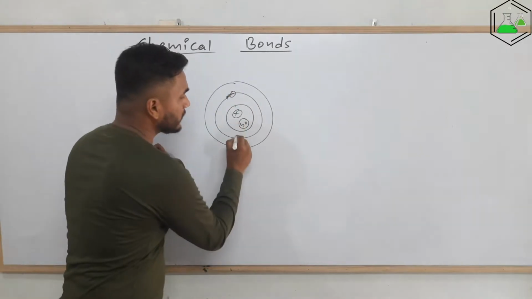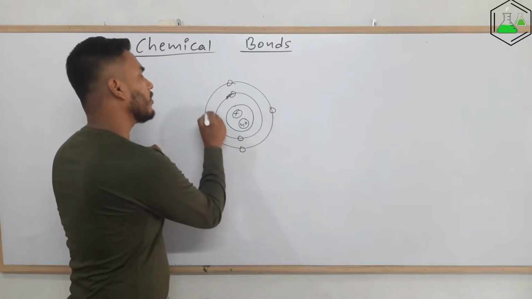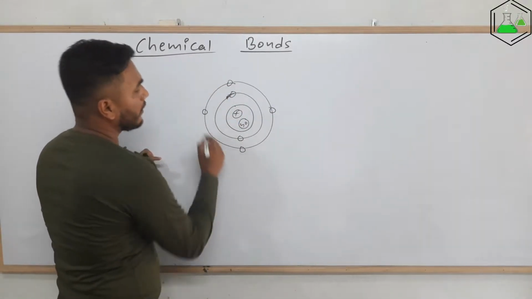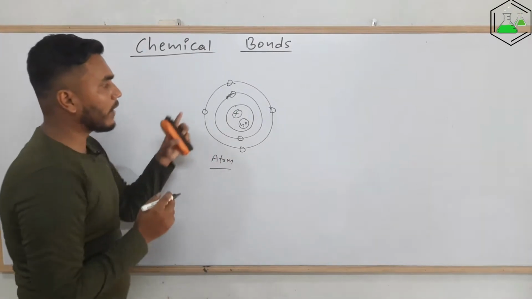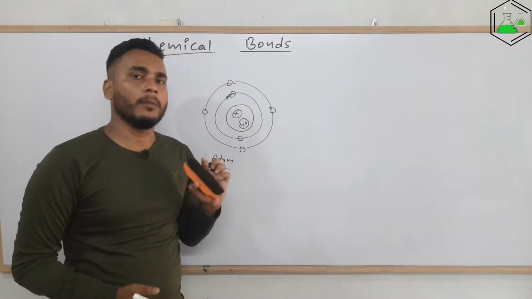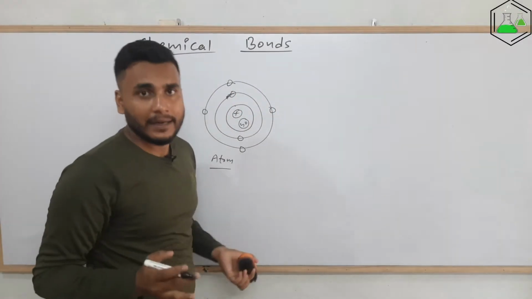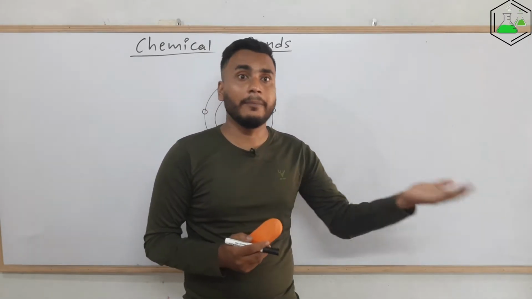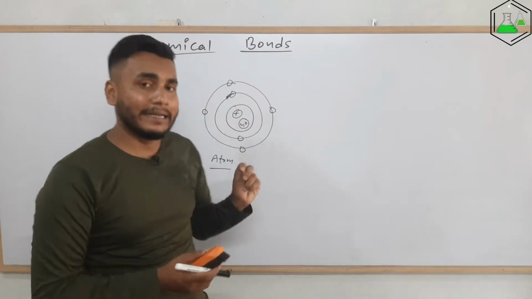In the first orbital there can be 2 electrons, and in the second there can be 8 electrons at maximum. So this is an atom. Right now I have made a carbon atom, but let's consider this just an example of an atom. Now what actually happens, this atom cannot exist independently. We don't find atoms independently, okay? We have to break the element. Finally we get the atoms.